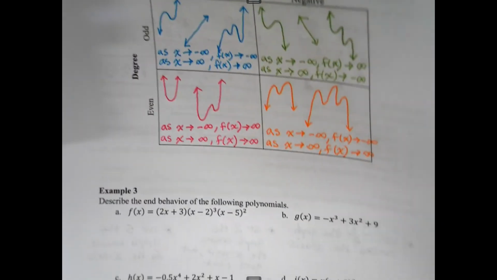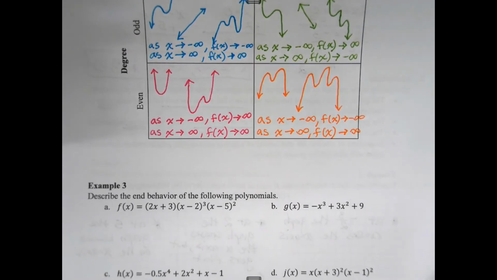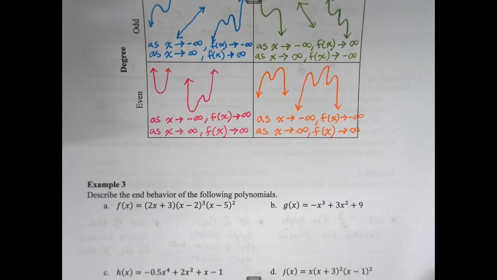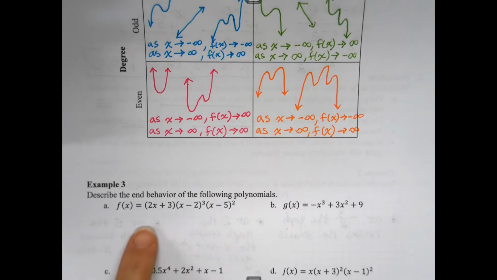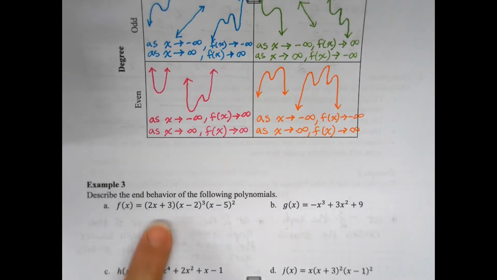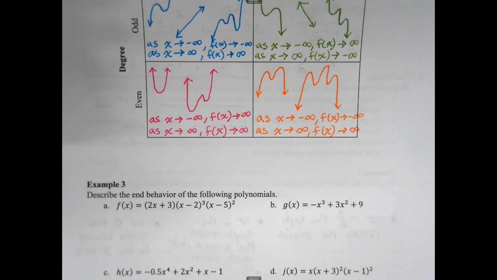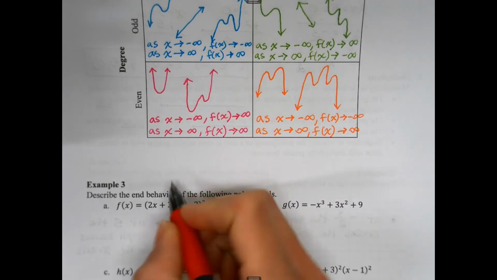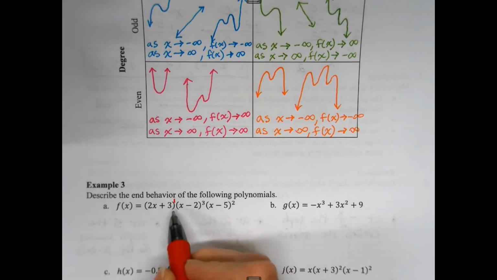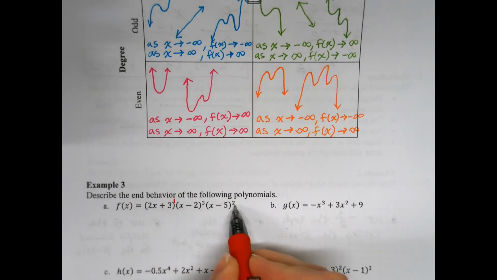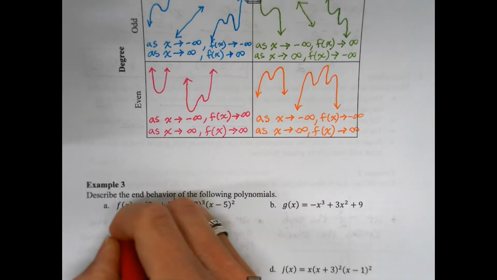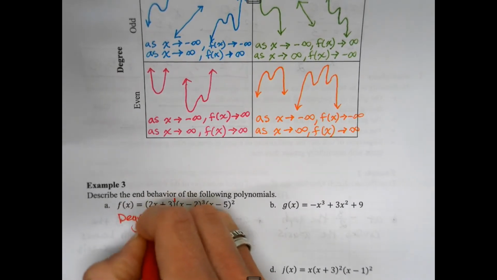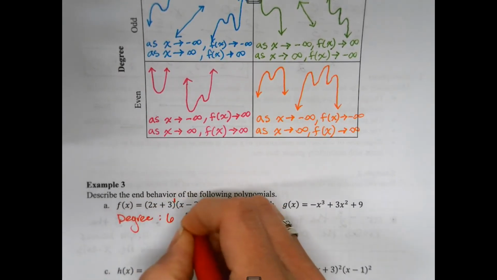So now example number 3 asks us to describe the end behavior for these following polynomials. Really, all we need to know is what is the degree and what is the leading coefficient. So here, our degree, you add up your multiplicities to get your degree. So remember there's imaginary 1 here. So 1 plus 3 plus 2 gives us 6. So our degree is 6, and that is even.